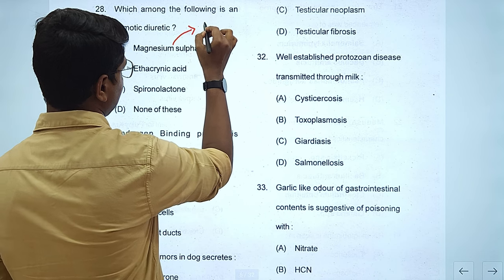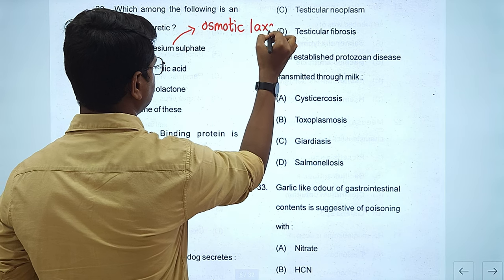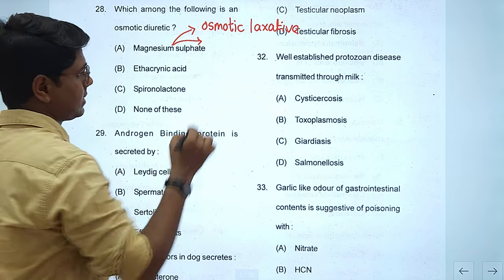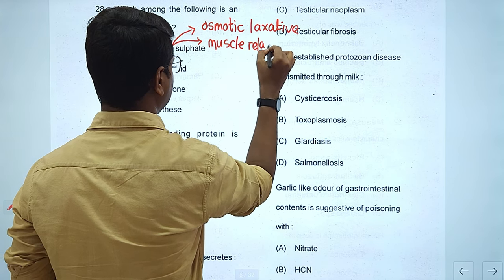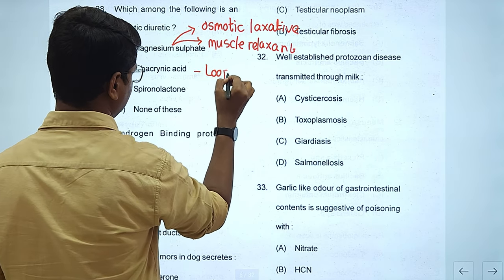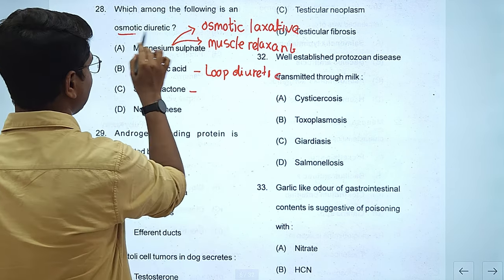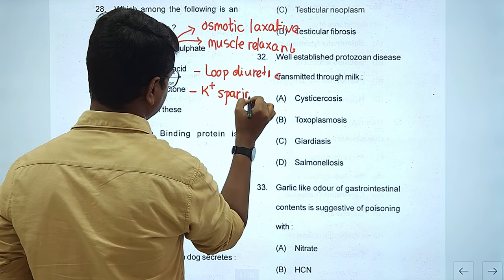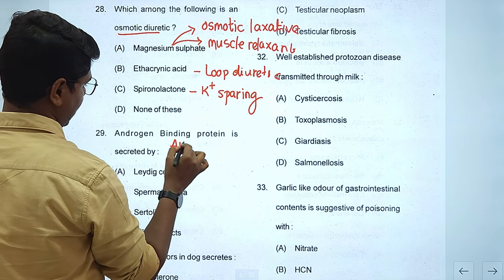Next, which among the following is an osmotic diuretic? Magnesium sulfate is an osmotic laxative when used orally; when given as an injection, it acts as a muscle relaxant. Ethacrynic acid is a loop diuretic. Spironolactone is not an osmotic diuretic; more specifically, it is a potassium sparing diuretic.